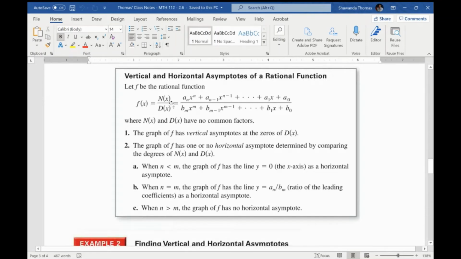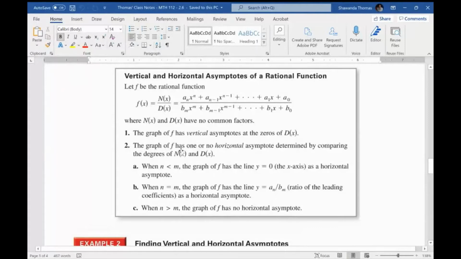So we have this rational function where n of x and d of x have no common factors. So we talked about making sure that there are no common factors, cancel out common factors first. The graph of f has vertical asymptotes at the zeros of d of x. So in other words, to find the vertical asymptotes, you need to set the denominator to 0.